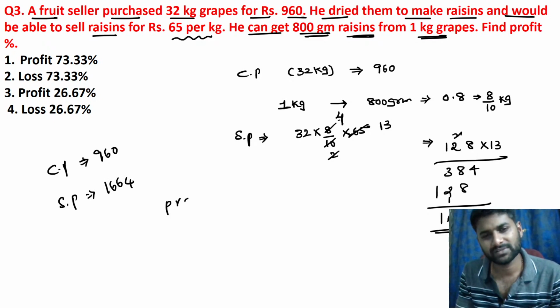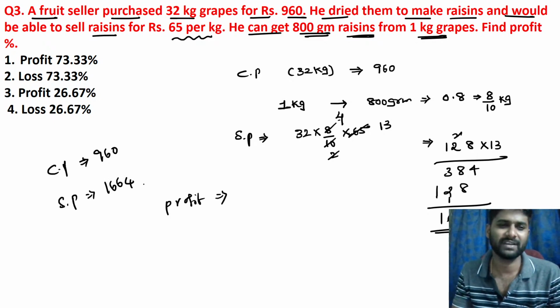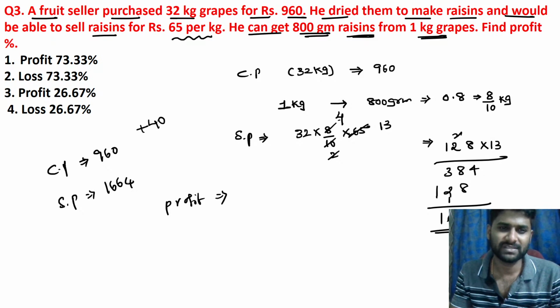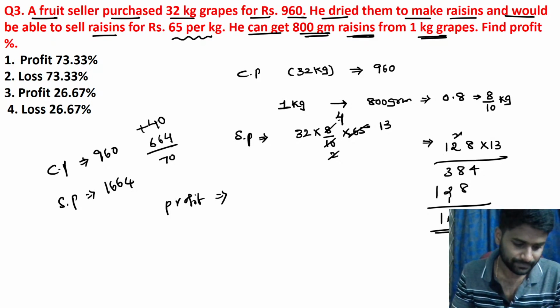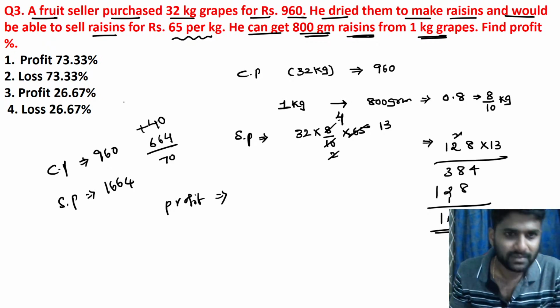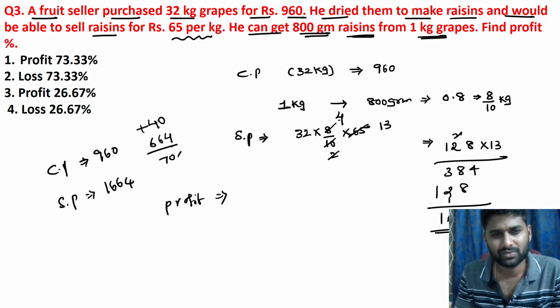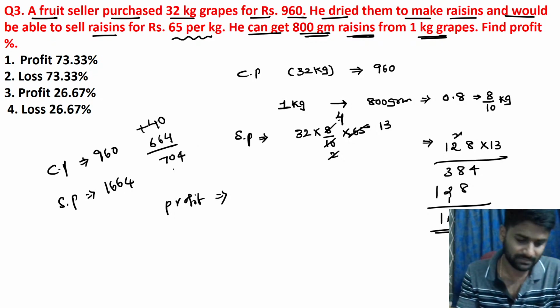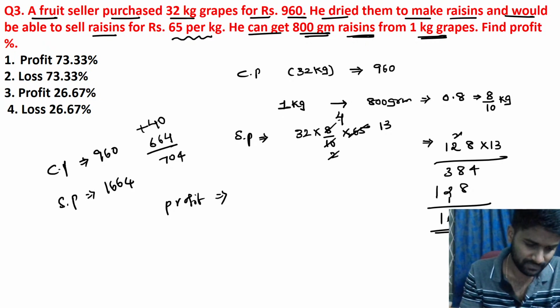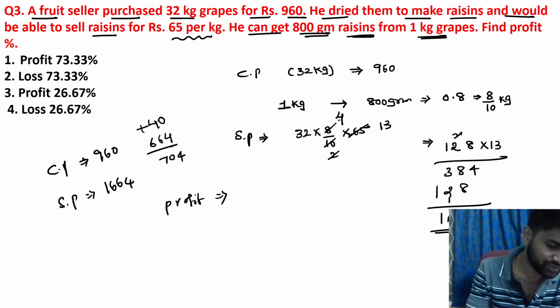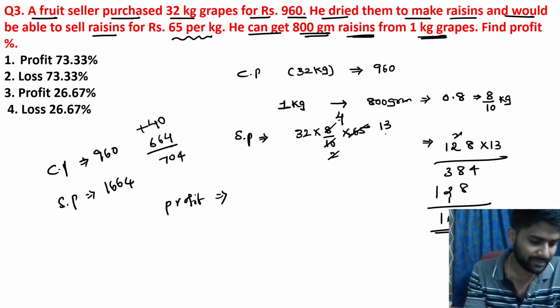So definitely the person earns a profit. So how much is the profit? Here 40 units, here 664 units. So the total value is equal to, see here we have 40, here we have 664. The total value is equal to 704 units. Just observe the information, the most important part is how I'm taking the fraction and how I'm doing the multiplication.